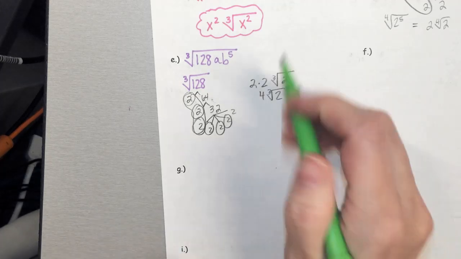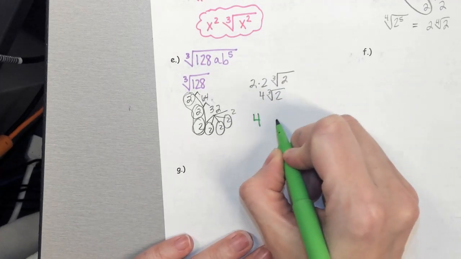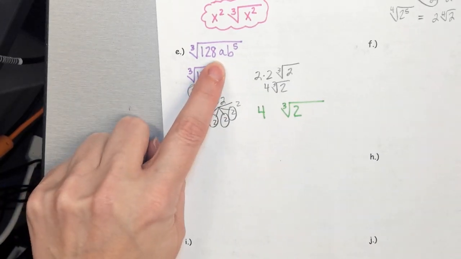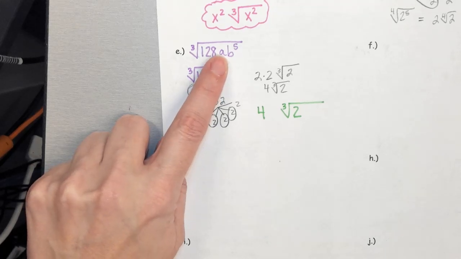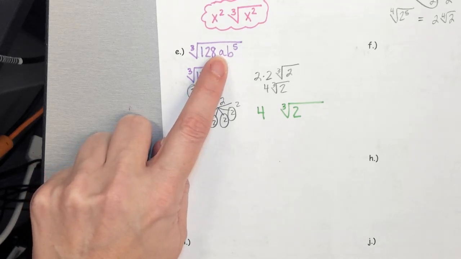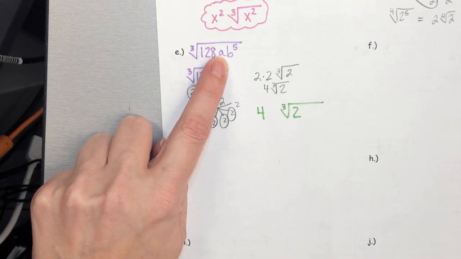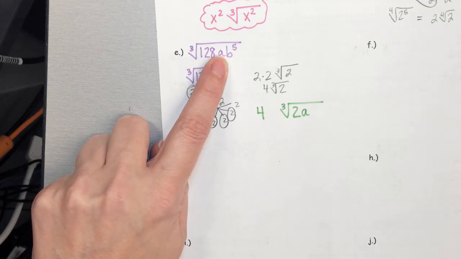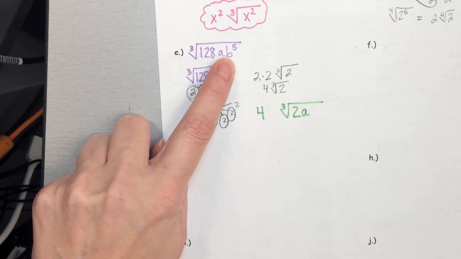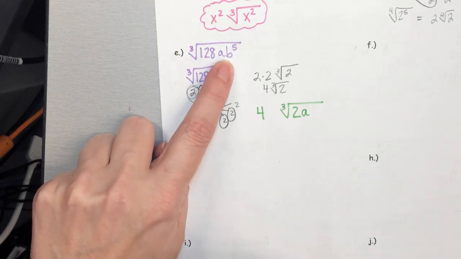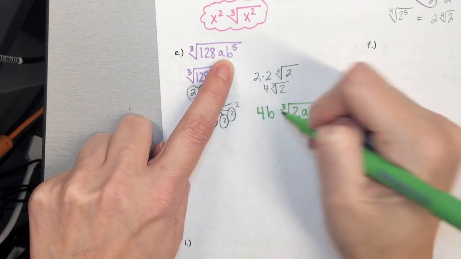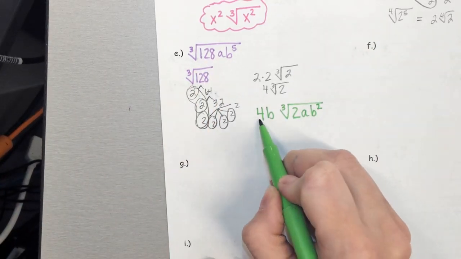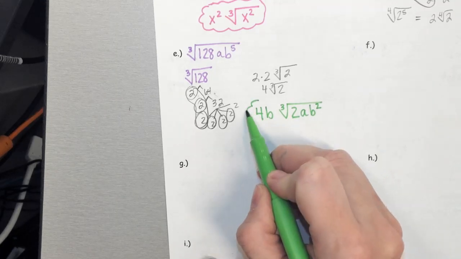So what I do when I have that is I'll put the 4 here, I'll leave some space, and then I'll do the cube root of 2, and then I'll go to my variables. There has to be 3 of them in order for you to take it out. So how many A's are there? 1. If there's just 1, it can't come out, it has to stay inside. So the A stays inside. But for the B's, 3 goes into 5, how many times? 1 time, and then how many would be left over? 2. So this is your final answer: 4b cube root of 2ab squared.